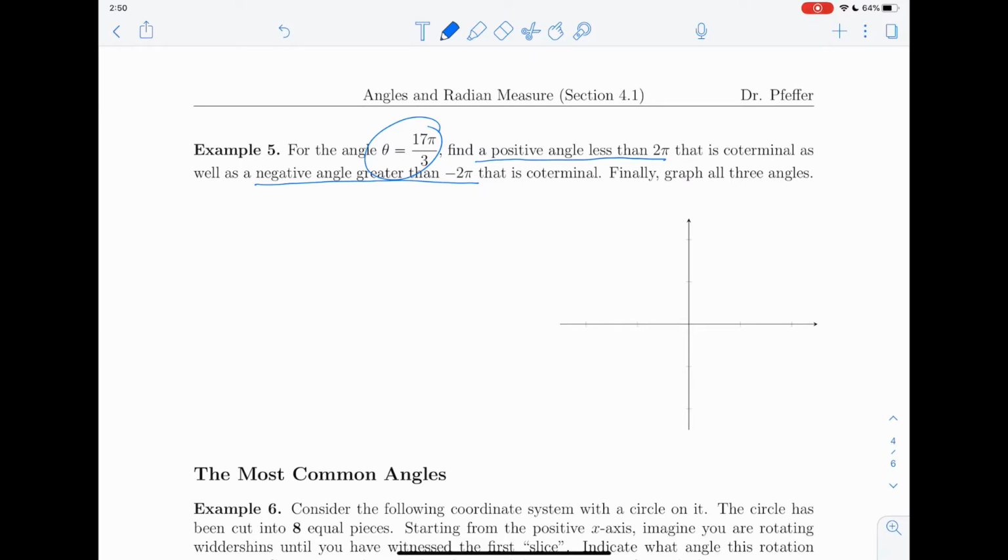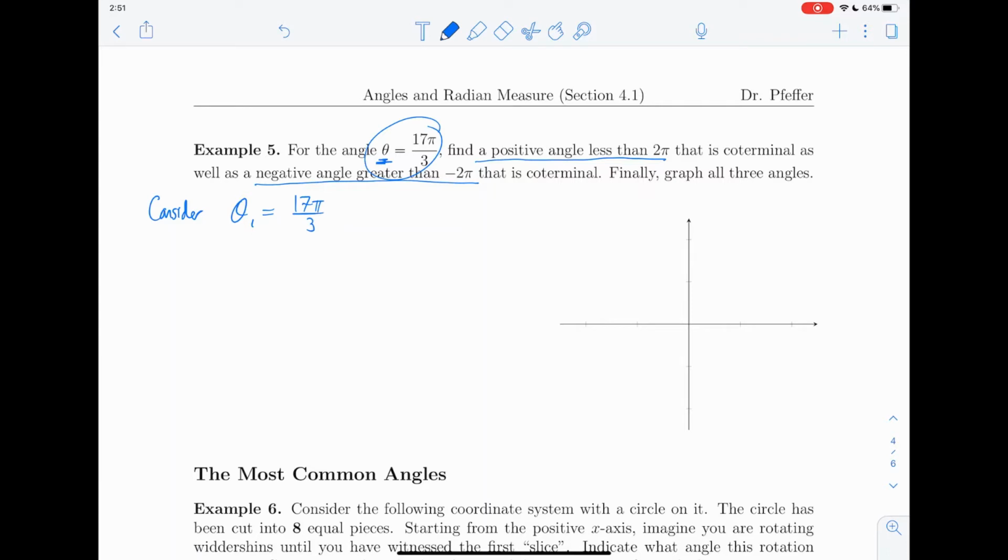So what we're going to do is consider a new angle. I have to give it a name, but I will not name it theta because theta is already in use. There are a lot of options. You could pick a different Greek letter like alpha, or you could pick theta but give it a subscript. So maybe I'll consider theta 1. And this is going to be the given angle, 17 pi over 3.